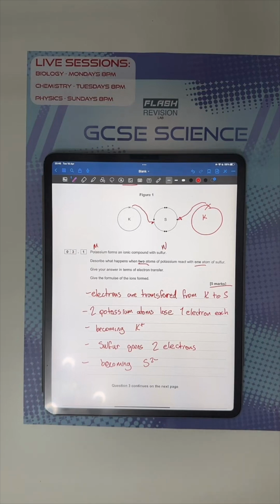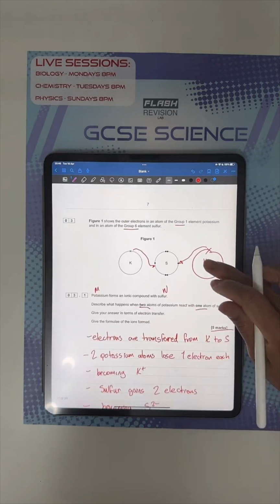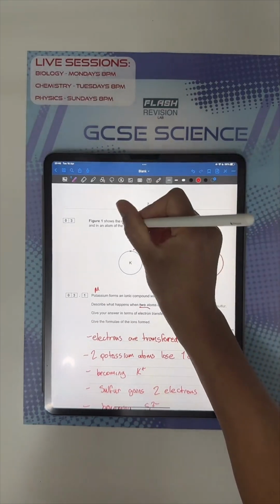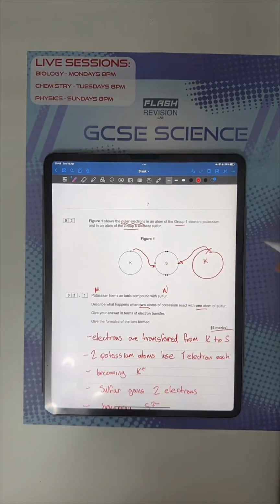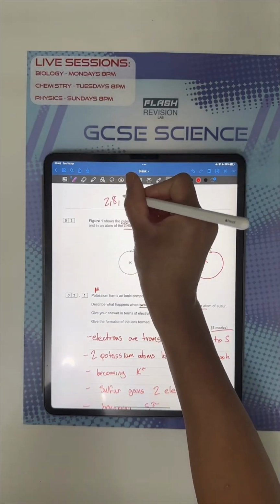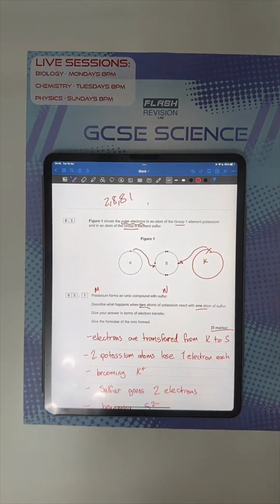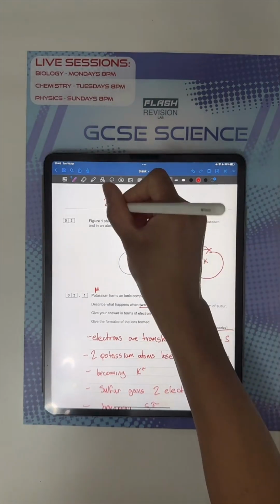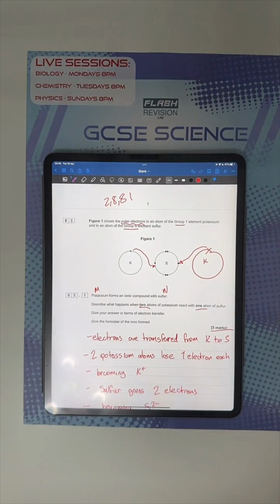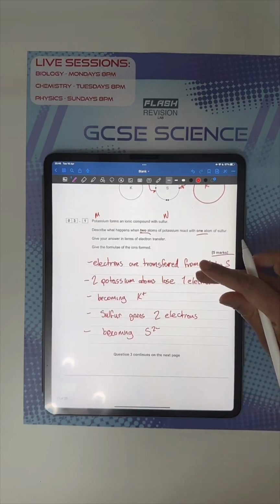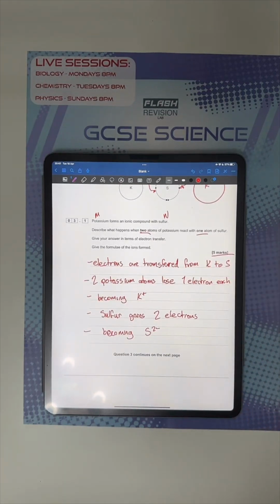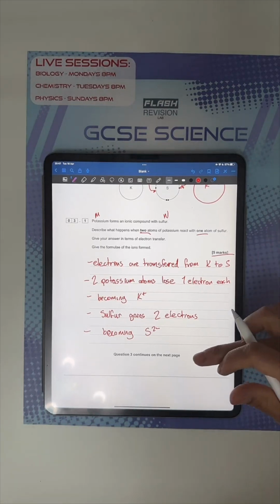K is left with no electrons. No, that's not true. This diagram only shows the outer electrons. Potassium's actually 2, 8, 8, 1. So it's actually got 4 shells, but this is only showing the outer shell. So it's technically still got 2, 8, 8 electrons in it. Okay, so everyone gets that now. Any other questions? Okay, we're doing well, guys. So on to the next one.